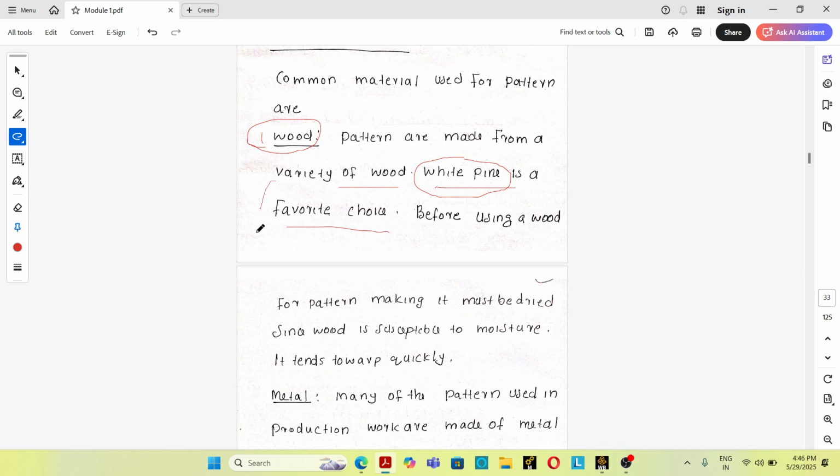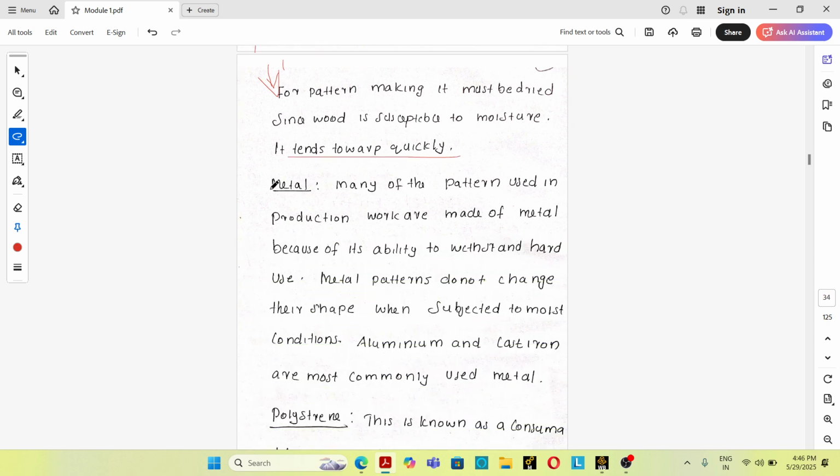What is important about wood is that wood will absorb moisture easily. So the pattern should be dried before being used for making a sand casting mold, because wood will absorb moisture from the mold sand easily, and it will warp quickly. The next one is metal.